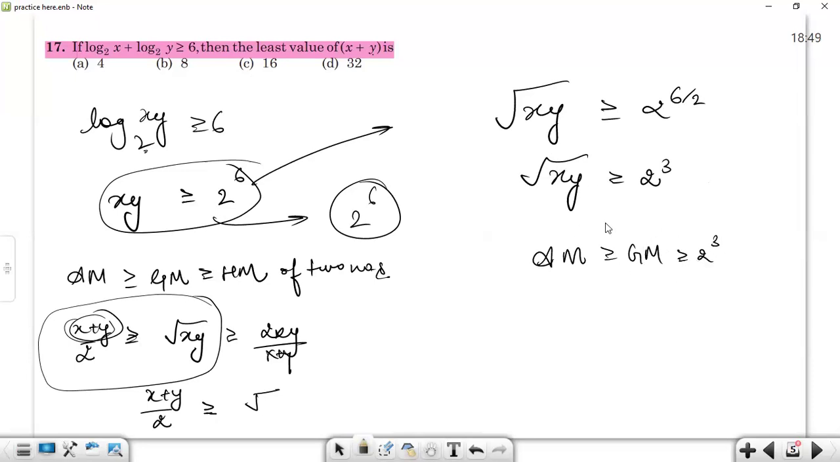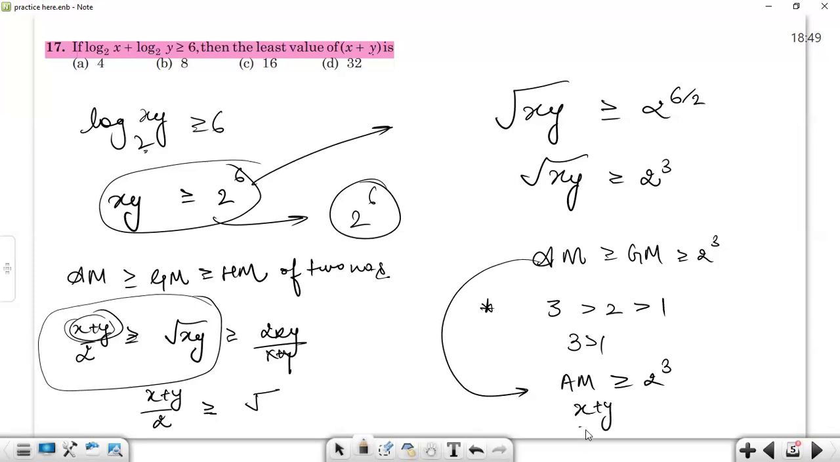So can we write using this condition what? Let's take an analogy: 3 is greater than 2 and 2 is greater than 1. So can we write 3 is greater than 1? Yes, sir. Yeah. So similarly, we will do this also, that the arithmetic mean will be greater than or equal to 2 raised to power 3. What is arithmetic mean? (x plus y) by 2, greater than or equal to 2 raised to power 3.